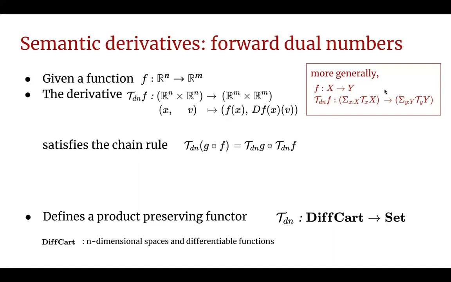In the case we have coproducts, you can think of this functor as taking a function from x to y to a function from the tangent bundle of x. So it's a sigma type of all the tangent spaces at x to the sigma type of all the tangent spaces at y.